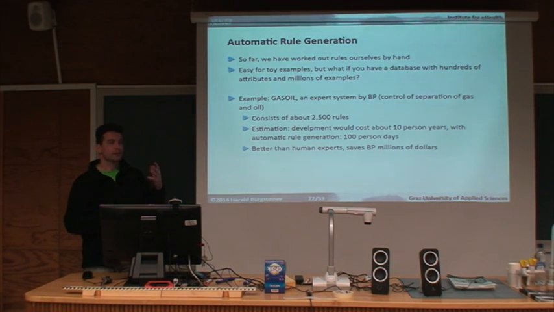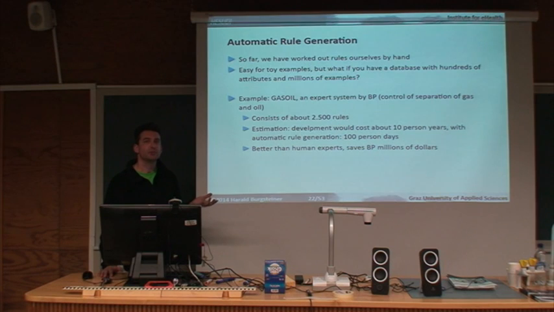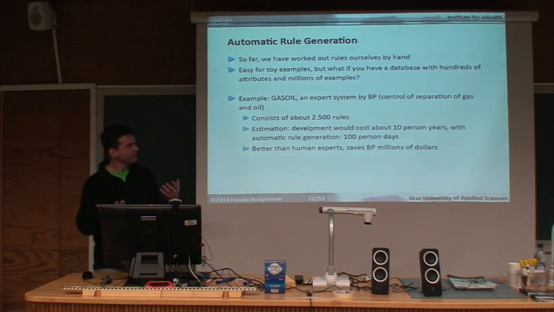Sometimes we like to have these rules automatically generated. So instead of working out by hand which parameters I have to bind together with AND and OR segments, we like to have an automatic rule generation. One example I found on the internet is an expert system called GasOil by British Petroleum. It's to control the separation of gas and oil. And the final system consists of about 2,500 rules.